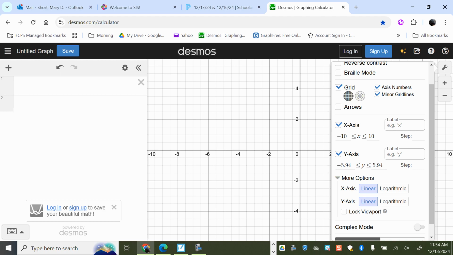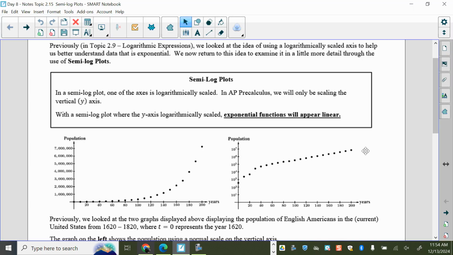So anyway, that's how you can see the stuff on there. But what you're doing when you do a semi-log plot is you're changing the y value to the log of the y value. All right. So when you have this data on the left-hand side, what kind of function do you think would fit this data? What does it look like to you?